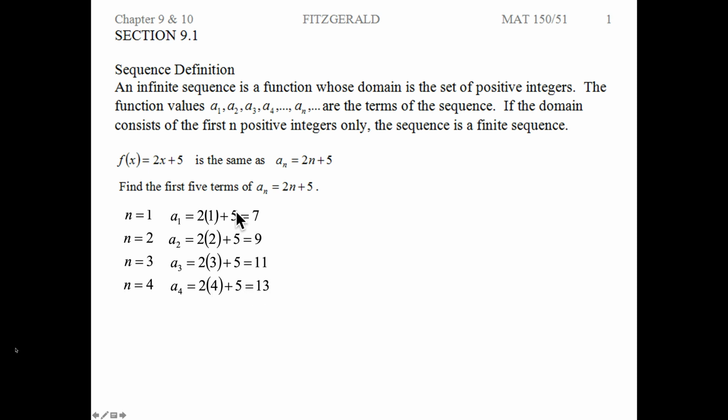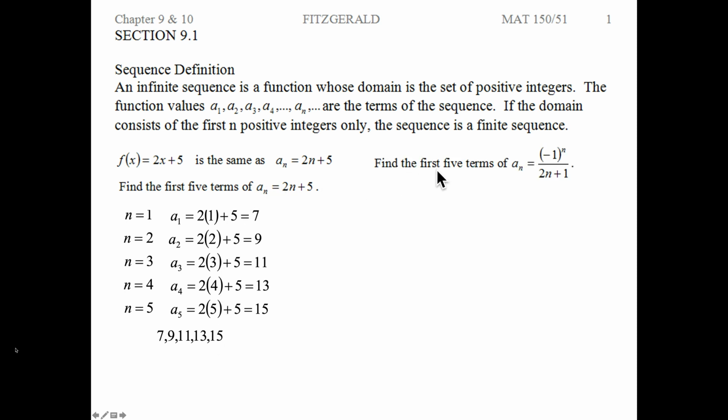You probably notice the pattern that it's increasing by 2 every time. That's because we're multiplying by 2 to a next bigger number. So I'm going to guess it's 15 for the next one. When n is 5, a sub 5 is 2 times 5 is 10 plus 5, 15. Sure enough, it works. That's the sequence of the first 5 terms.